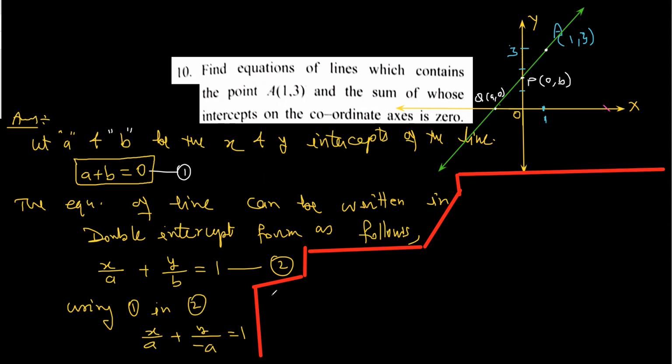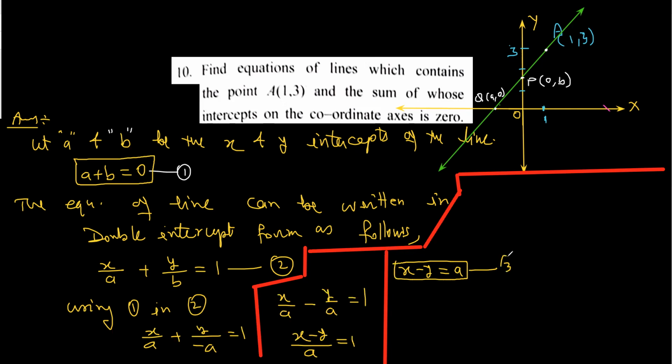So here, students, in the next step, I will get x upon a minus y upon a is equal to 1. How? See, this plus, this minus, so it becomes minus here. Next step. Now the denominator is common, so (x minus y) upon a is 1. And next step, what will happen? You will have here, therefore, x minus y equals a. I got this equation, which I call 3.